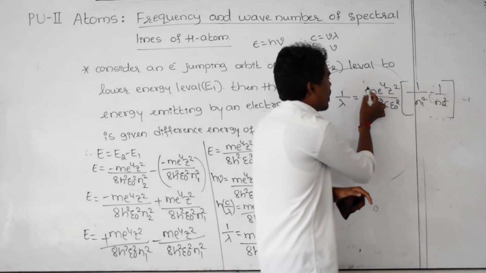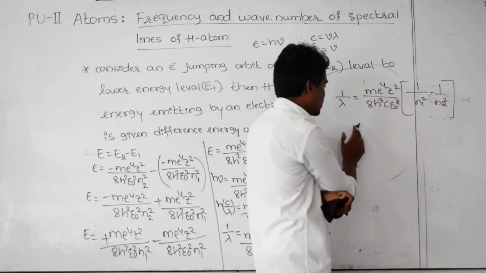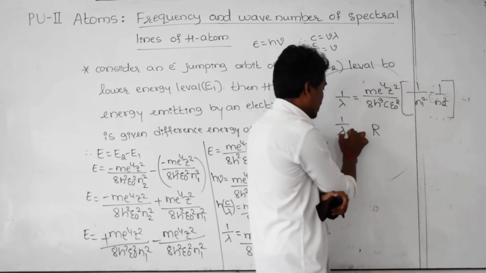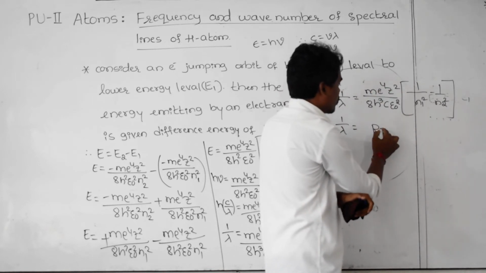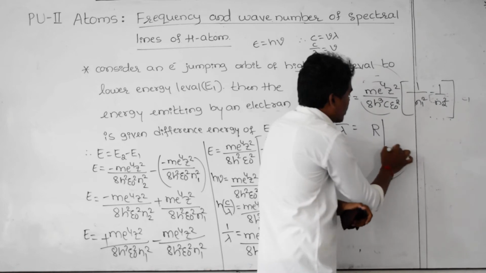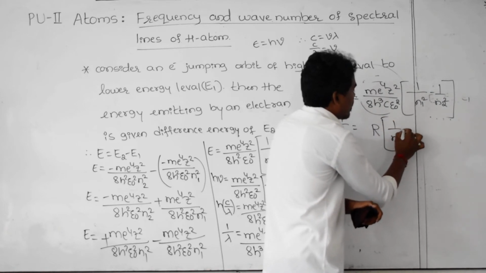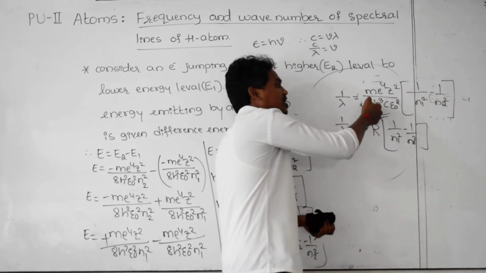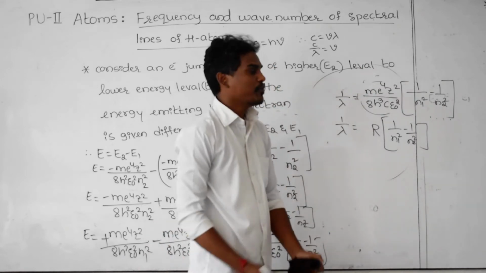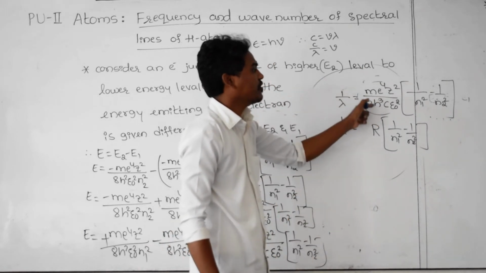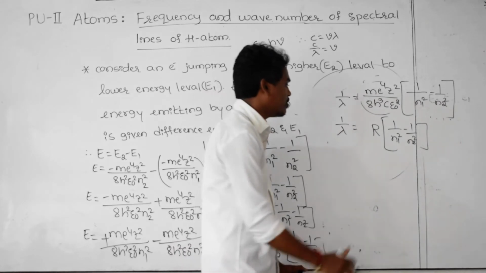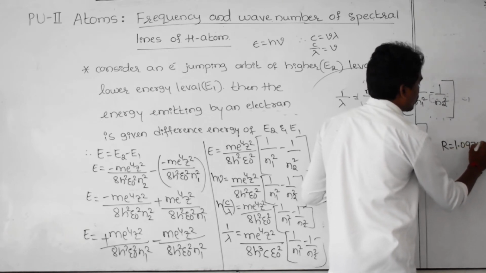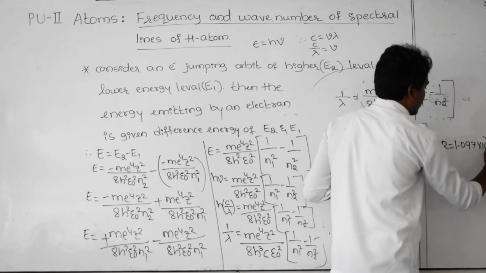And if you calculate all this, you get the constant value. I am taking 1 by lambda is equal to R, where R is this term, and the remaining is 1 by n1 square minus 1 by n2 square. I considered R is equal to this term. If you calculate R by substituting all these values, you get R is equal to 1.097 into 10 to the power of 7 per meter.